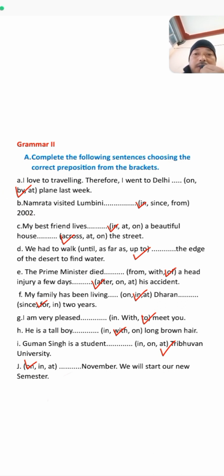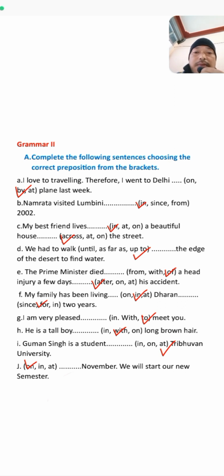And second one, Namrata visited Lumbini in 2002. Here the options are in, since, from. Here is the year. When we talk about a year, we use in: in 2002, not since or from.